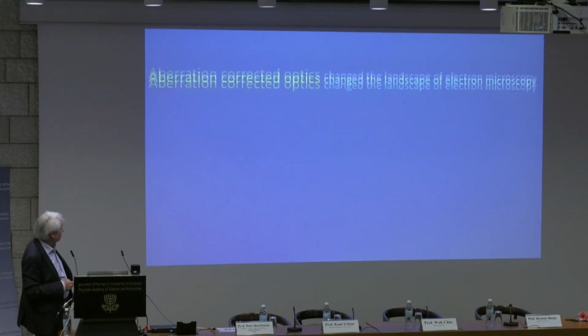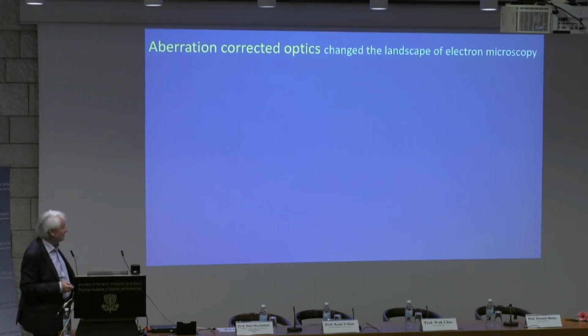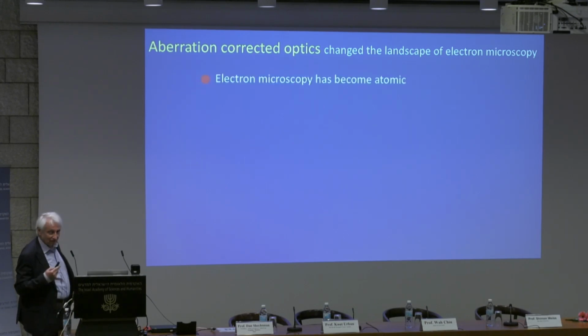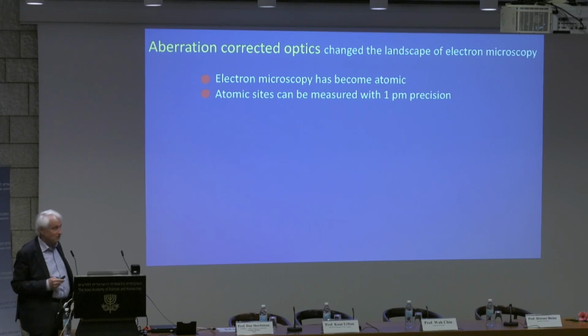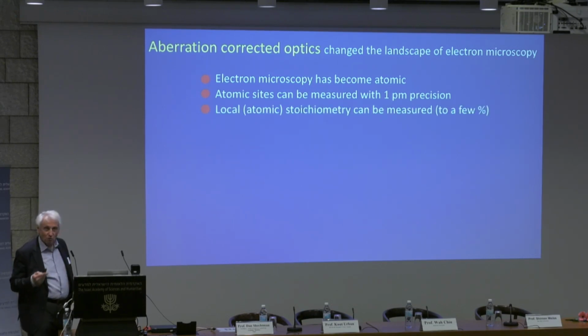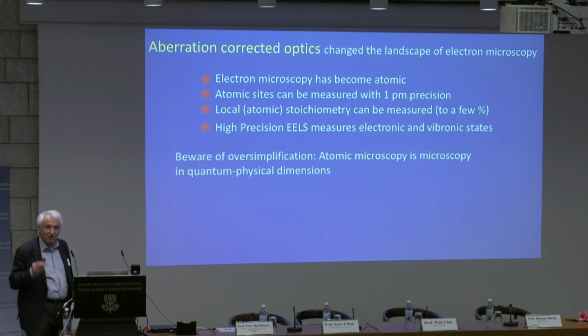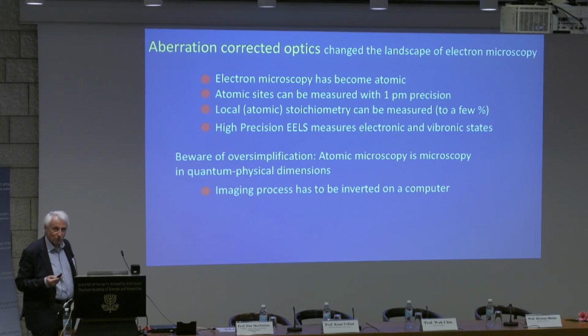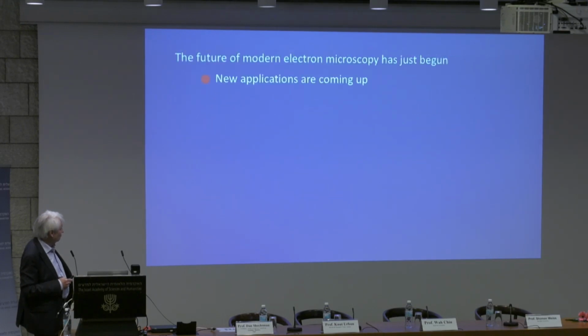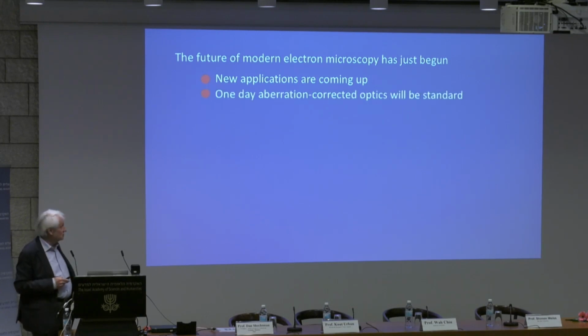Just to summarize, we have seen that aberration-corrected optics has changed the landscape in electron microscopy. We have atomic electron microscopy. We have picometer microscopy. We can measure local atomic concentrations, and we can do high-precision EELS. But beware of oversimplifications. We are working in quantum physical space when you do atomic electron microscopy. That means we have to invert the imaging process on a computer and, if possible, combine with ab initio calculations. Every month, new applications are coming up, so I think the future has just begun.